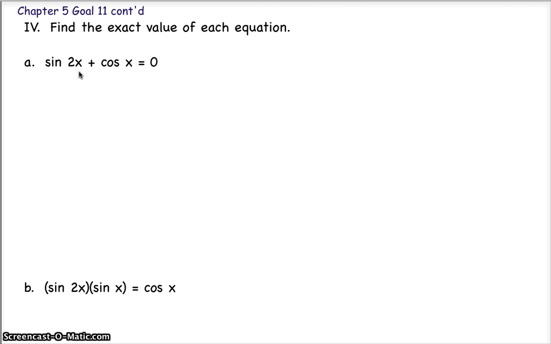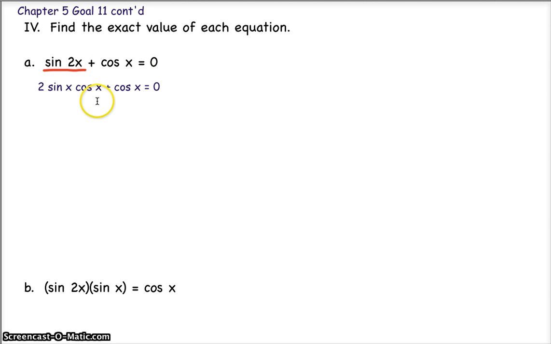So I'm going to look for something to substitute for. And so I recognize that sine 2x can be expanded. So I'm going to expand that. Remember, our double angle formula for sine is 2 sine x cosine x. And then I'll bring down the next term plus cosine x, still equal to 0.